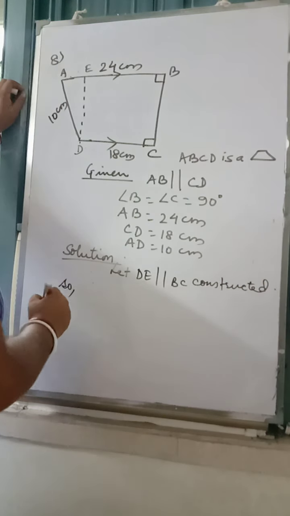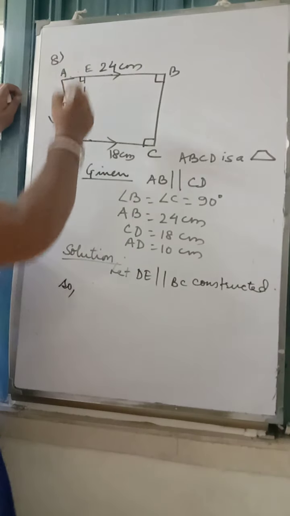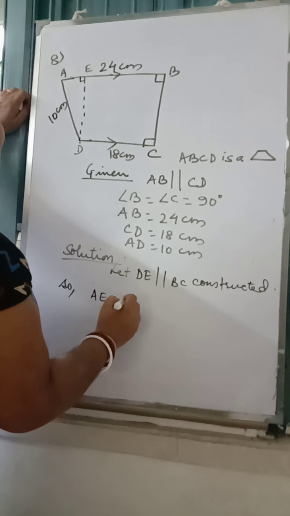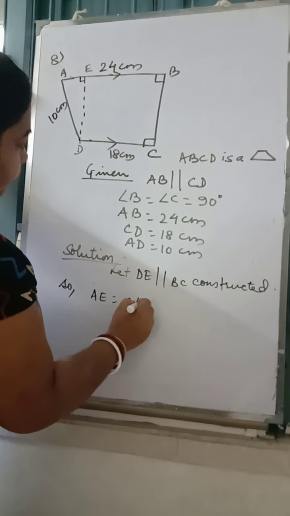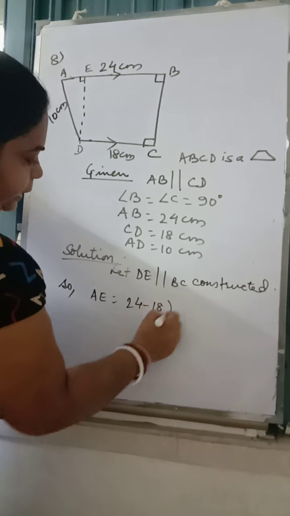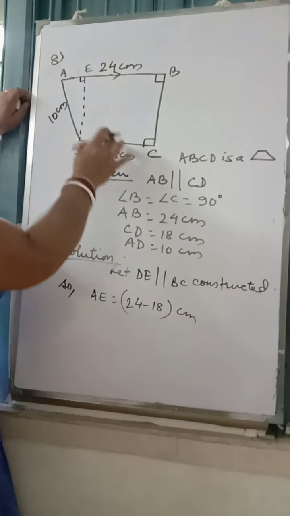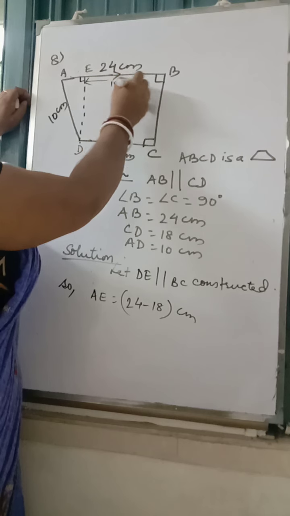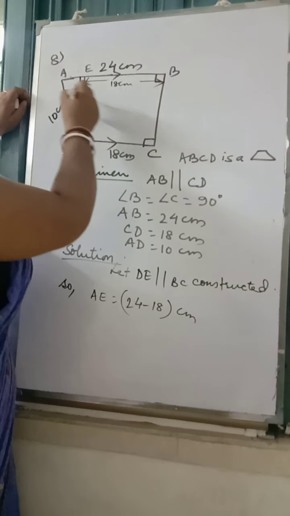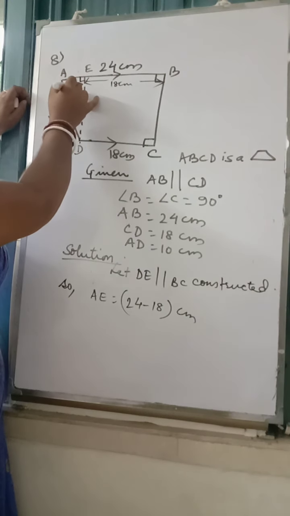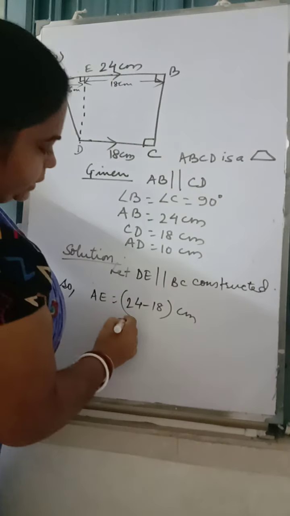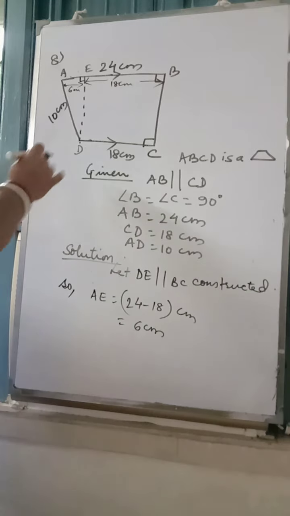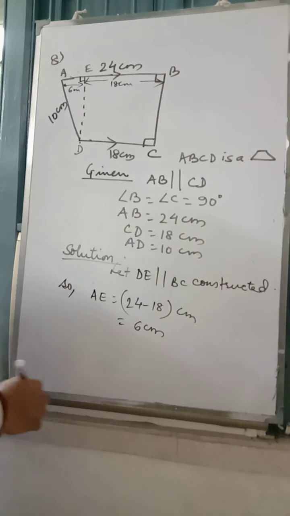So AE is equal to 24 minus 18 centimeter. If this is 18 centimeter, so till here to here it would be 18 centimeter. Is it? And this will be 6 centimeter, is equal to 6 centimeter. Why am I doing it? Because I need to get the height. I didn't have the height.